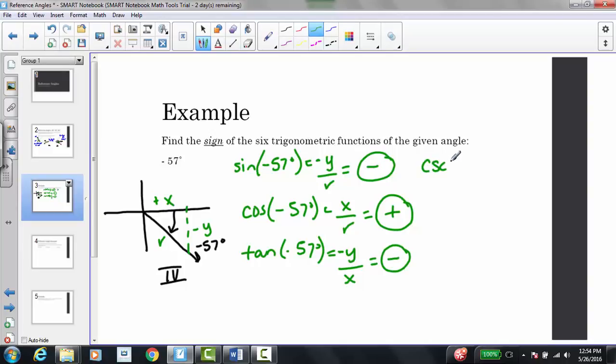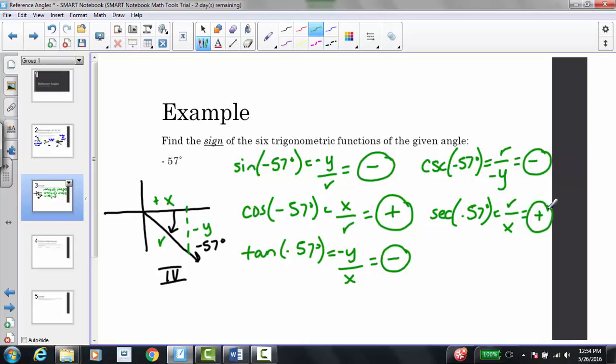Then we have cosecant of negative 57 degrees. Cosecant is the reciprocal to sine, so that would give me r over a negative y, which is going to leave me with a negative answer. Then we have secant of negative 57 degrees. Secant is the reciprocal to cosine, so we're going to have r over x. Both of those values are positive, so my final answer is also going to be positive.